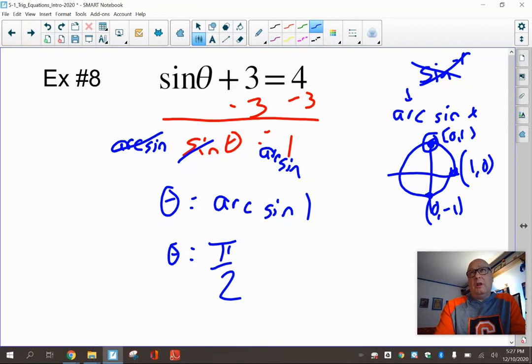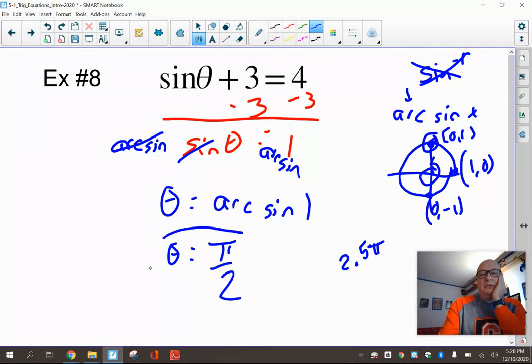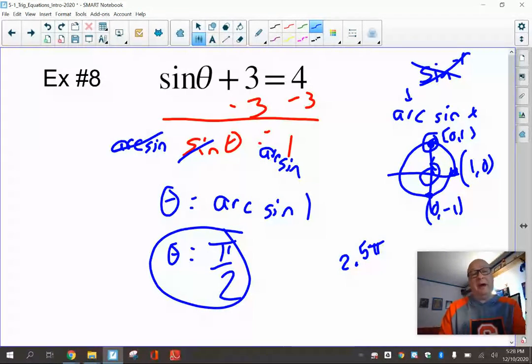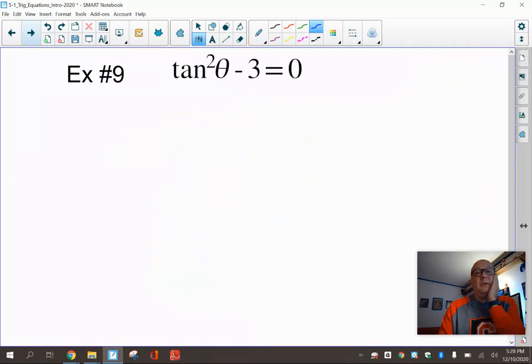But if you go like 2.5 pi, that's a full spin plus an extra half of a pi. That's still going to be at the same spot, still going to be 1. So we'll always try to put these between 0 and 360 and 0 and pi over 2 if you can help it. All right, here's another one. Good luck. Give it a try. See what you come up with.